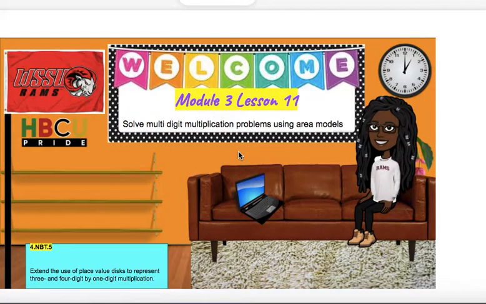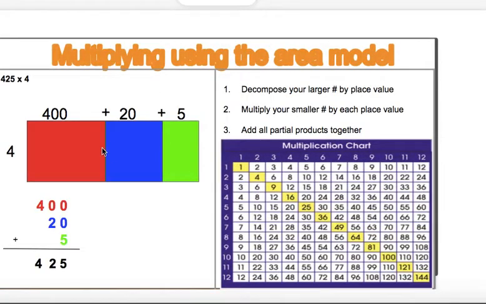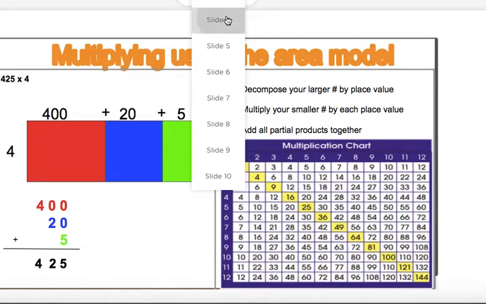Hey you guys, and welcome back to yet another video. In today's video, we are focusing on Module 3, Lesson 11, where we're going to continue our standard algorithm, but we're also going to incorporate a new concept. That's right, you guys. We're going to learn how to multiply using an area model. And I'm going to show you exactly what this looks like on slide 5.